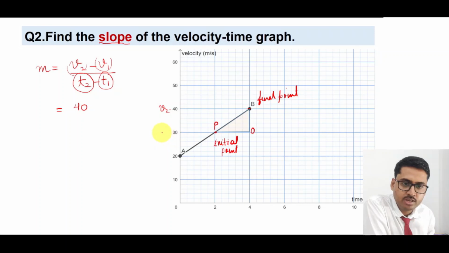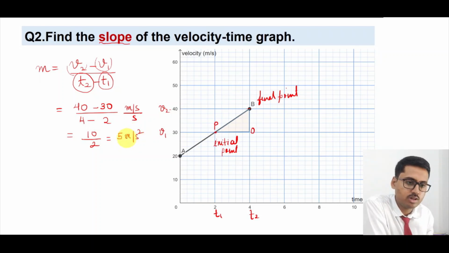For point P, V1 is 30. Similarly, for point B, this is T2 and this is T1. So T2 is 4 seconds and T1 is 2 seconds. Let me write the units over here. This is 40 minus 30, that is 10, divided by 2, and this is 5 meter per second square.